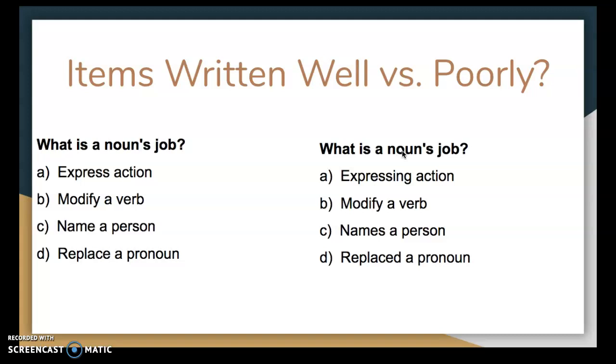You should have chosen the one on the left because the grammar and the tense is the same for every single answer option. The one on the right has past tense, present tense, future tense. We wouldn't want that. So we want to choose the one on the left, all in the same tense.